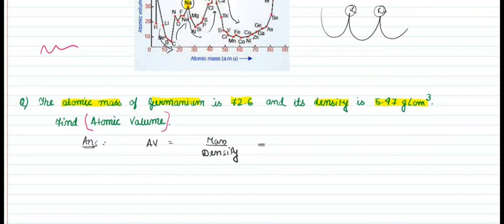So we will put the mass as 72.6. Make sure that it is the gram atomic mass that is given, not anything else, otherwise this formula will not work. And the density should be in gram per centimeter cube. It is given as 5.47. This comes out to be around 13.27 centimeter cube. I had done the calculation from before. You have to do just this simple calculation and then we'll arrive at an answer.